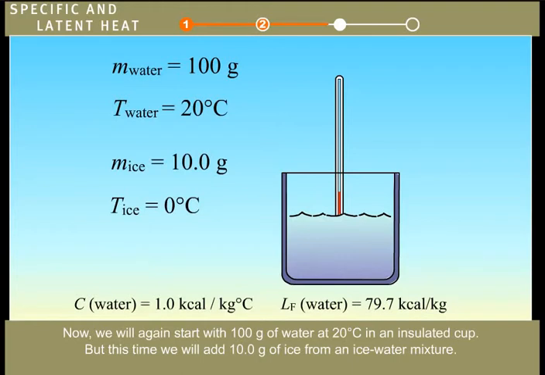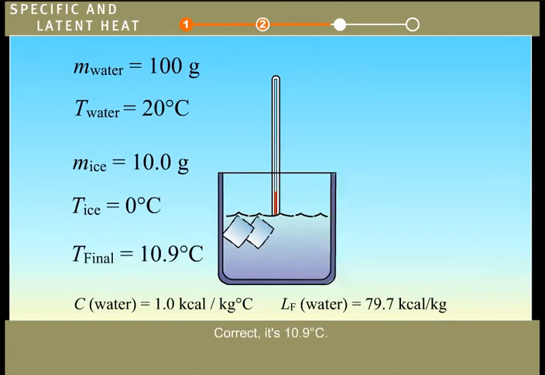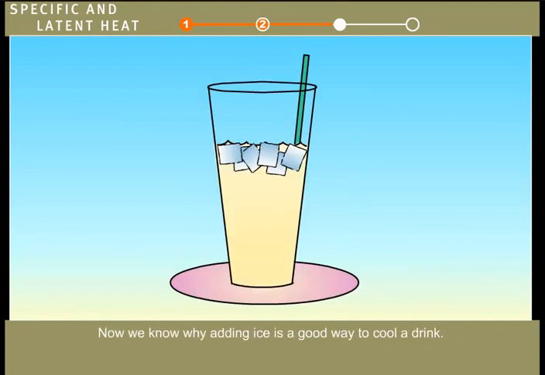Now we will again start with 100 grams of water at 20 degrees Celsius in an insulated cup. But this time we will add 10.0 grams of ice from an ice-water mixture. What is the final temperature of the mixture? It's 10.9 degrees Celsius. In this case, the extra heat energy needed to melt the ice caused the final temperature of the mixture to be much lower. Now we know why adding ice is a good way to cool a drink.